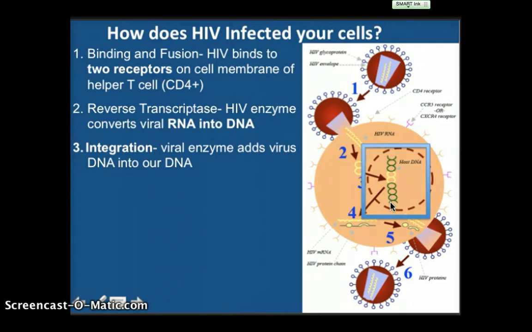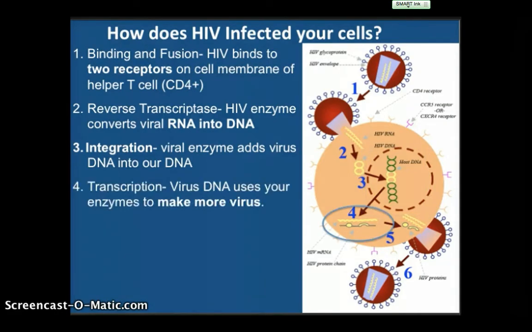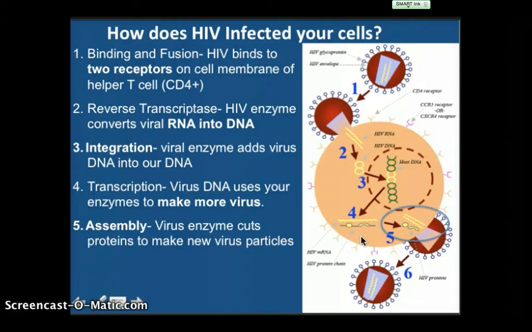If you look here, the green represents the host DNA and the yellow represents the HIV DNA. So now you can see that this cell nucleus contains both viral DNA as well as host DNA. The next step is transcription. This DNA is then converted into viral RNA to make more virus. That viral RNA is then assembled near the cell membrane to make the proteins and the new virus particles.